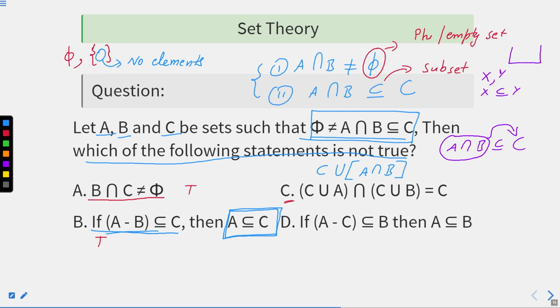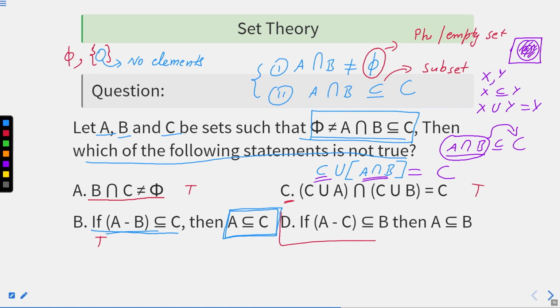So if I try to draw a Venn diagram, that means y is the bigger set and x is the smaller set. One can easily see, if I try to union them, x union y, the bigger circle will be the answer, so y. Here is the same case where A intersection B is a subset of C. We know it is a subset of C, and union with C will result in answer C. So it is also a true statement.